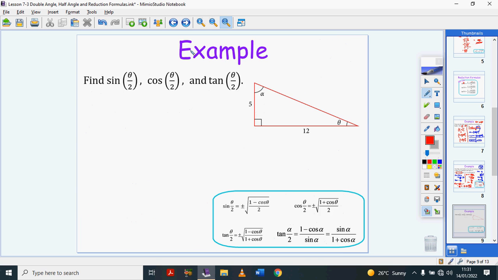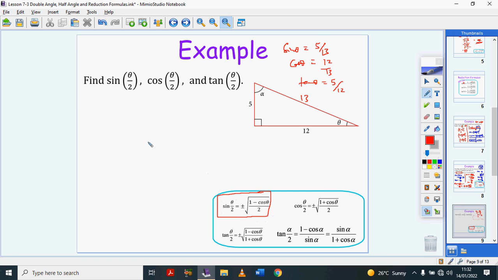Alright, find the half angles: the sine theta over 2, the cosine theta over 2, and the tan theta over 2. Well, we have from this expression, if this is 5 and this is 12 by Pythagoras, I think you'll find that the hypotenuse is 13. And the sine of theta is 5 over 13. The cosine of theta is 12 over 13. And the tan of theta is 5 over 12. So I'm just going to substitute those values into this expression.